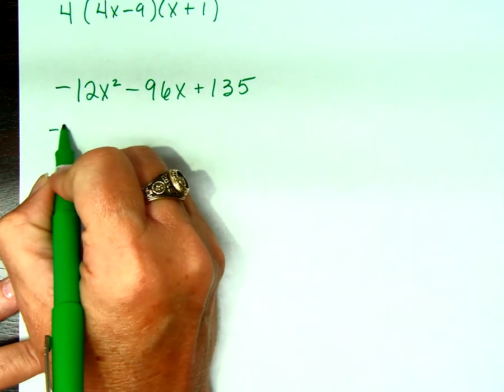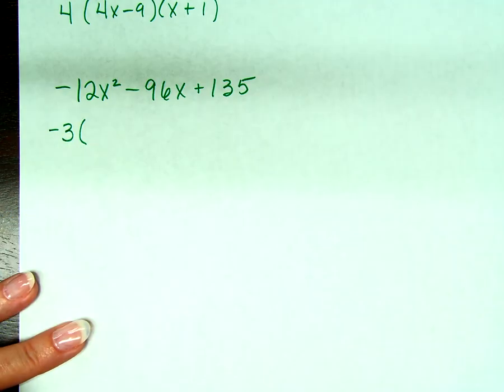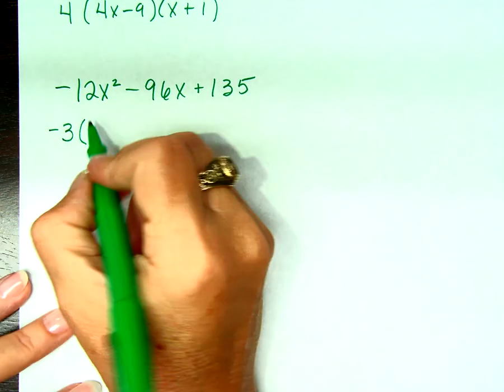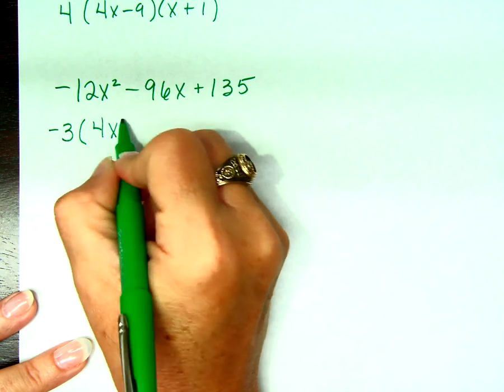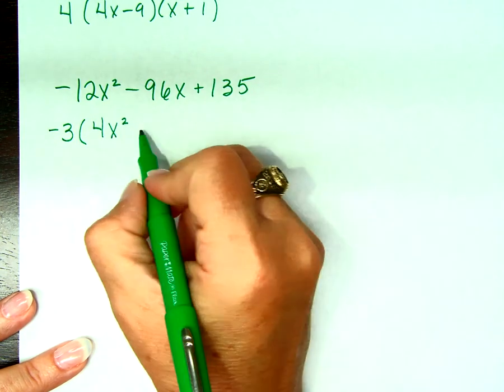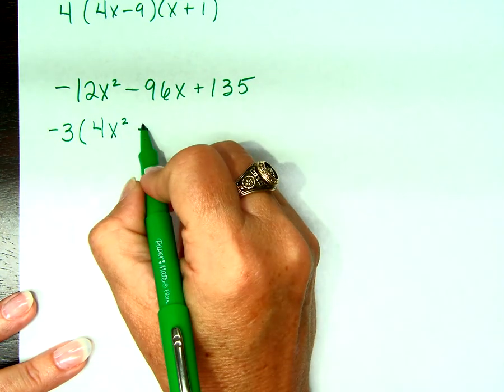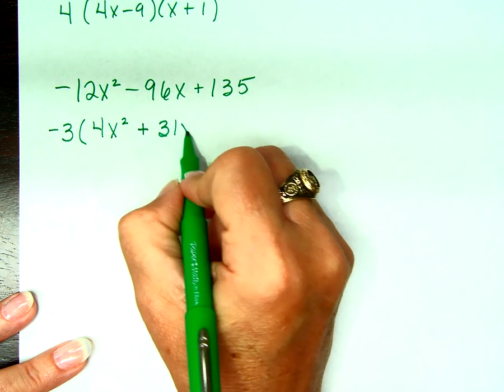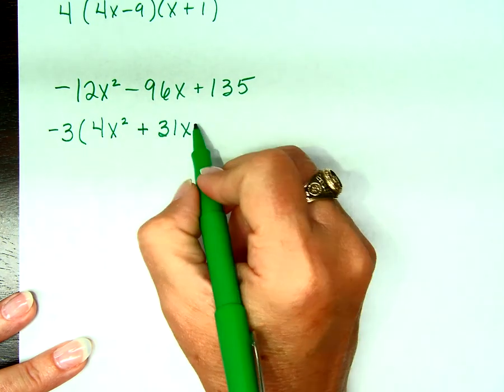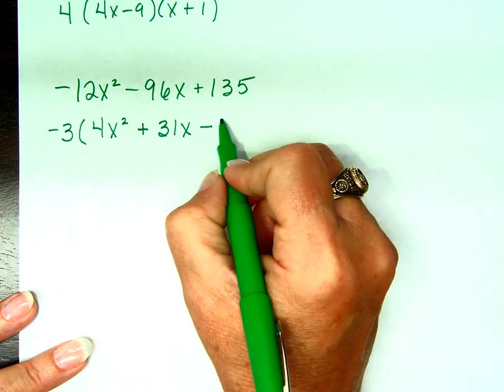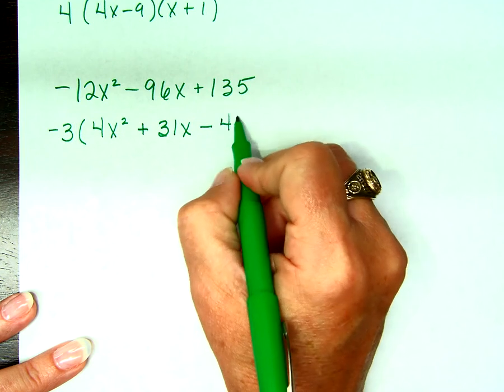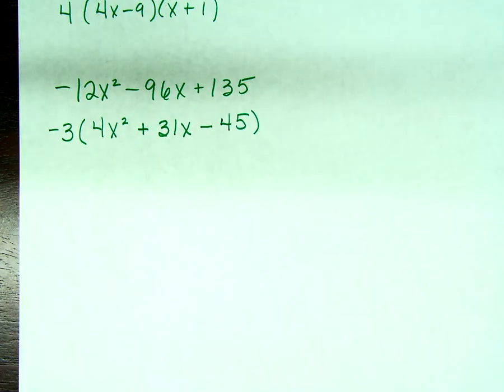Negative 3. Let's factor out a negative 3. If we factor out a negative 3, what are we left with? 4x squared plus 31x minus 45, yeah. Because I divided each one of those numbers by a negative 3, correct?